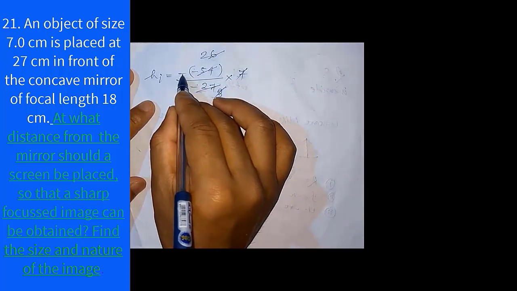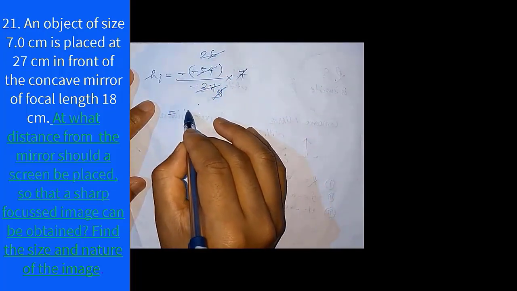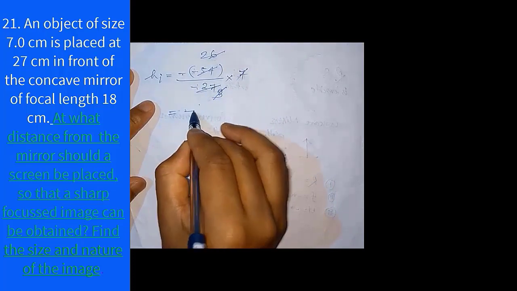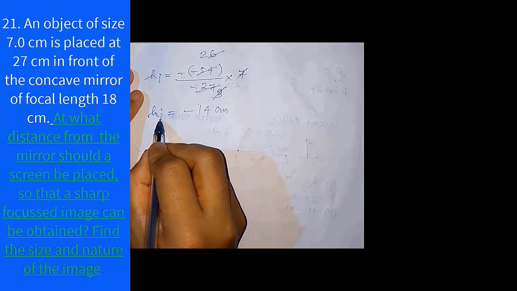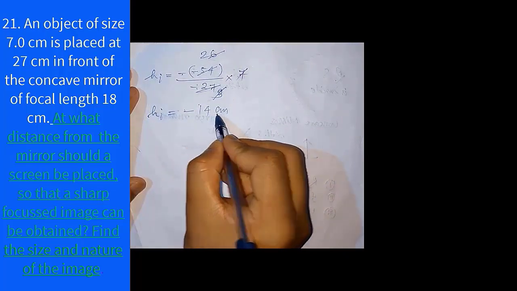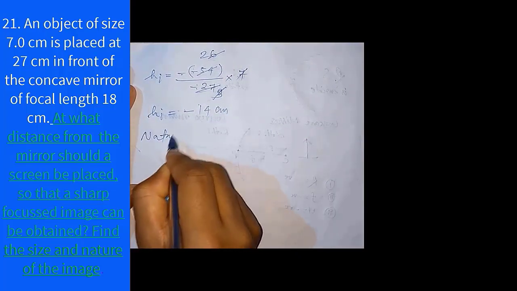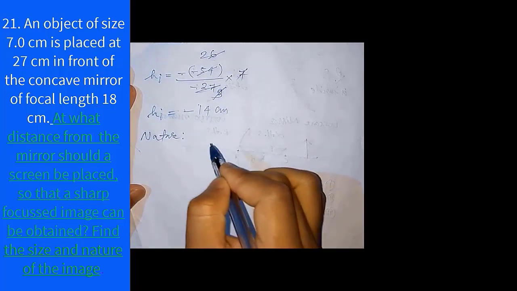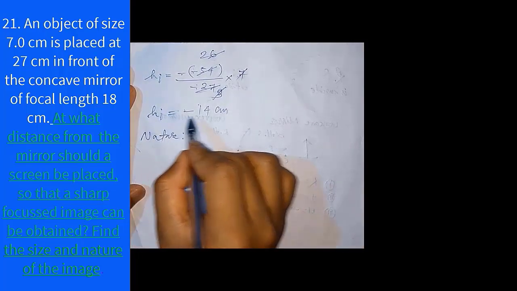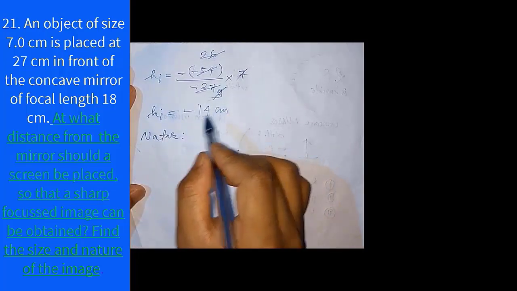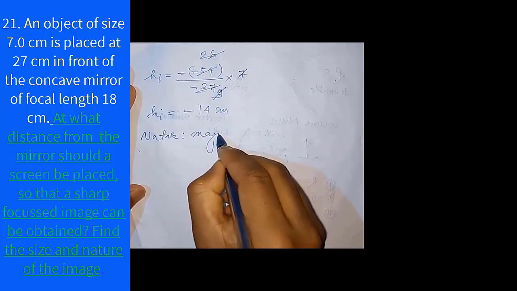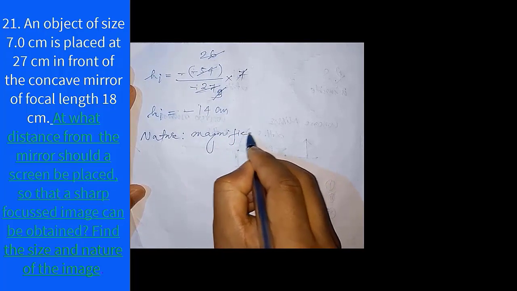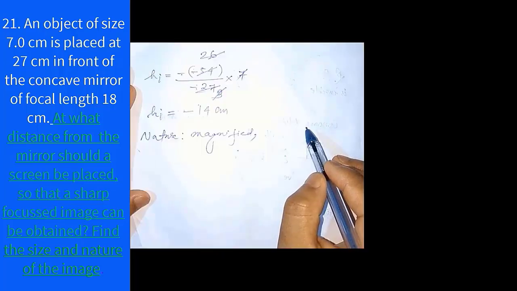So this minus and this minus become plus. The downside still has one minus, so it will be minus 14 centimeter. So height of the image is 14 centimeter. Now we have height of object is 7, but we are getting the image to be 14, so it is magnified.